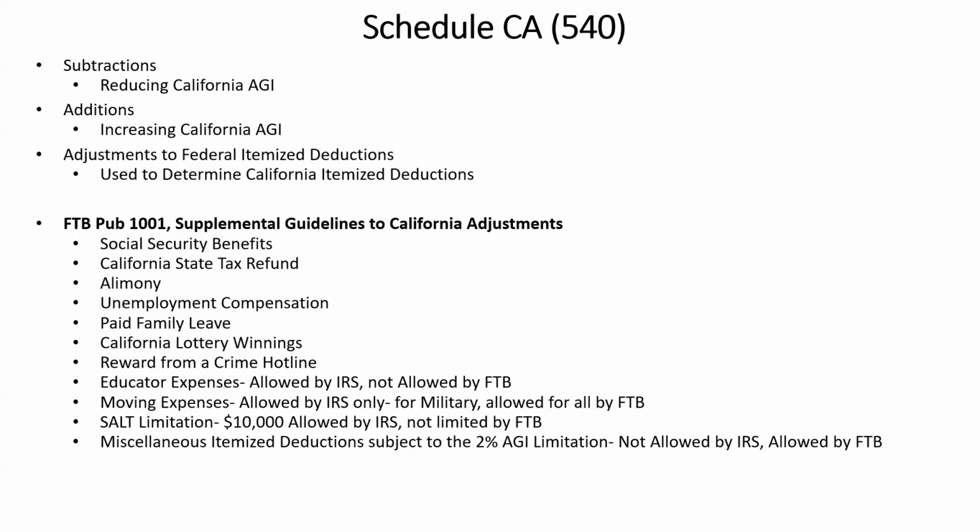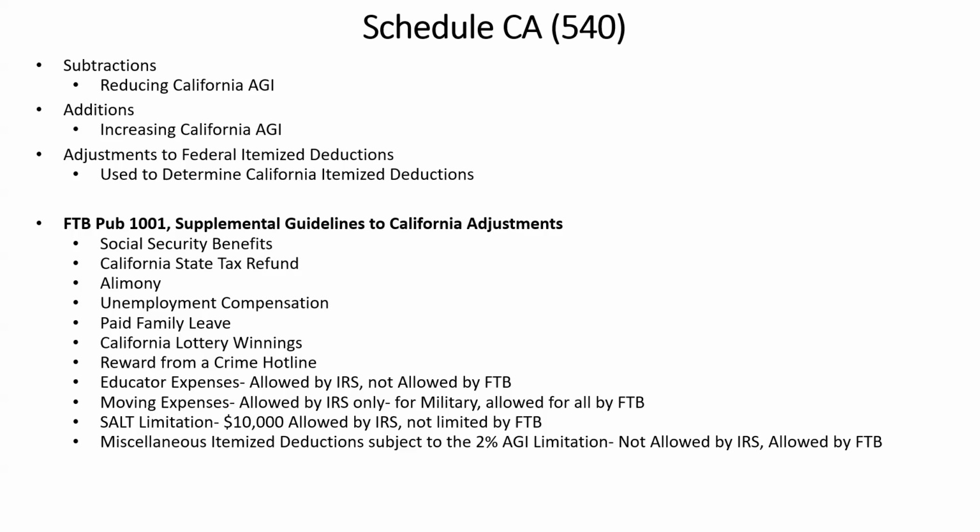And then we talked about the Publication 1001. And again, there's just a lot of different topics when you're talking about conformity and nonconformity. And typically what you'll see at the VITA site, you'll see the Social Security benefits not taxed by the state of California. You'll see alimony taxed by the state of California. You'll see unemployment compensation not taxed by California. You'll see California lottery winnings not taxed by California.